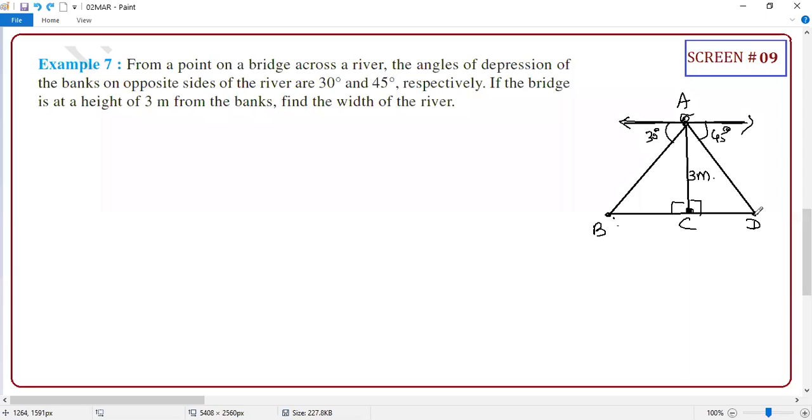Okay guys, now they are asking for the width, which means this BD you want to find. But can I find BD? No. Use this triangle, find CD. Use this triangle, find BC. But before that, I want the angle. Correct or not? Without the angle, how can I find it?